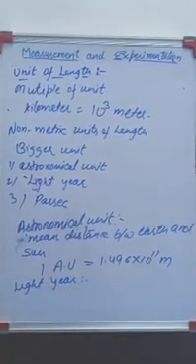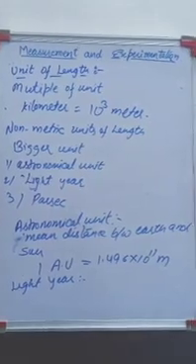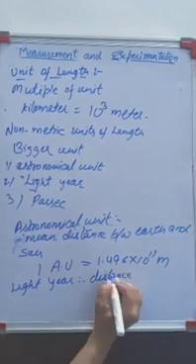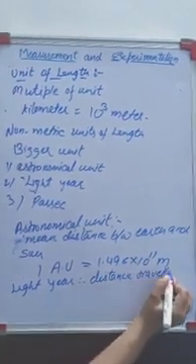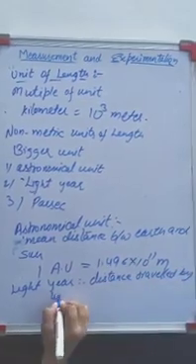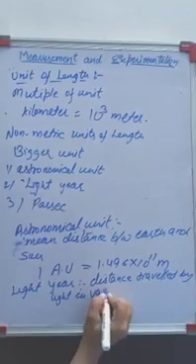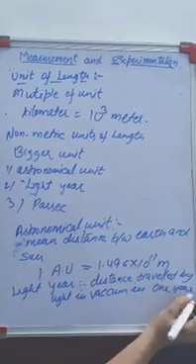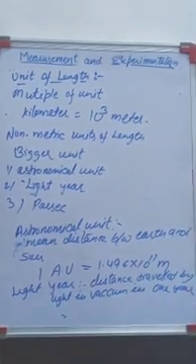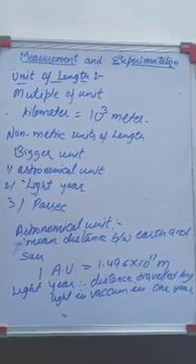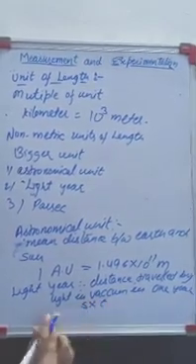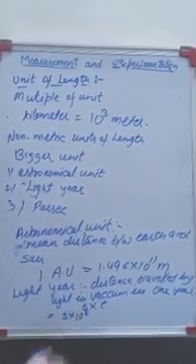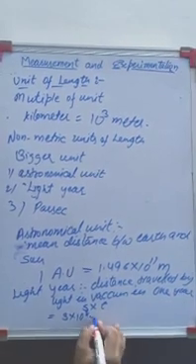Now, light year is what? A light year is the distance traveled by light in vacuum in 1 year. Right? I am saying distance traveled. What is the distance? Distance is speed into time. Now, what is the speed of light? It is 3 into 10 power 8 meter per second, into time.